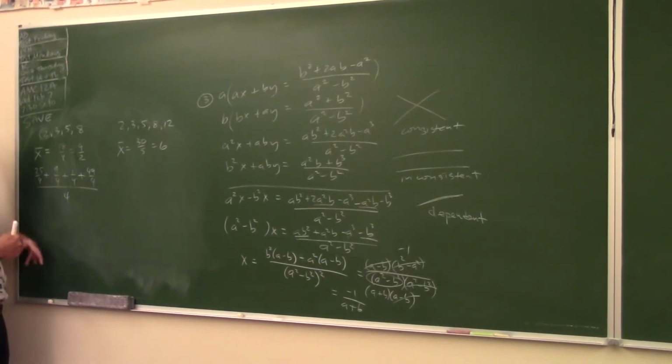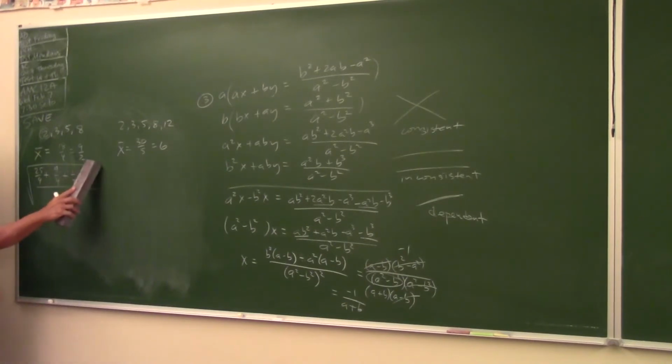Okay? Now it says compute the variance. This is the variance right here. If you were to square root it, that would be called the standard deviation. So variance is simply the square of the standard deviation.